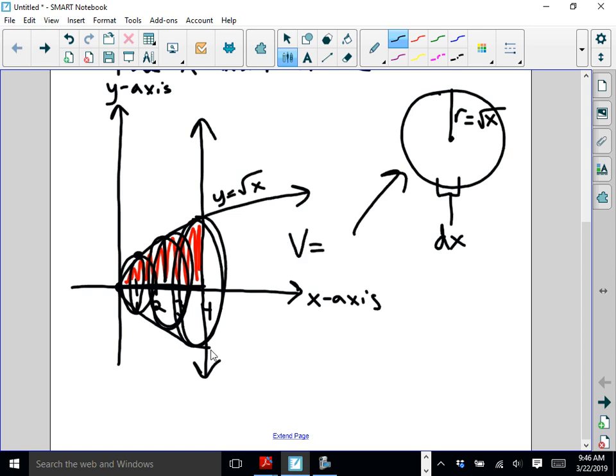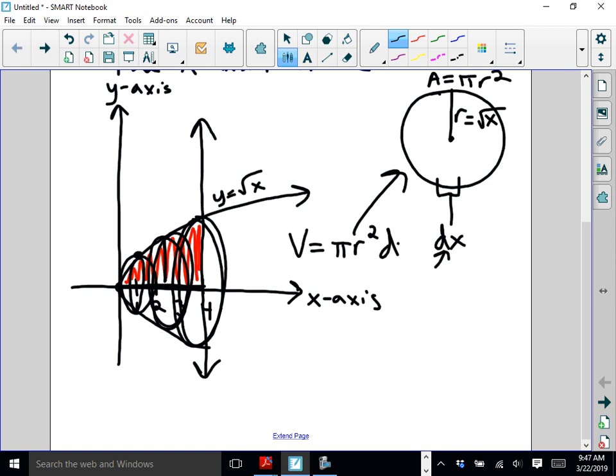Well, it's a cylinder, right? So I have to do the area of the base times its thickness, dx. The area of this shape is a circle, so it's simply pi r squared. So the volume must be pi r squared times the thickness, which right here is dx.